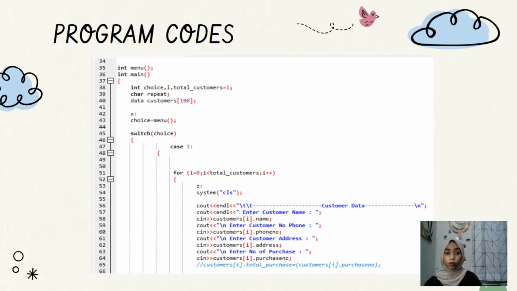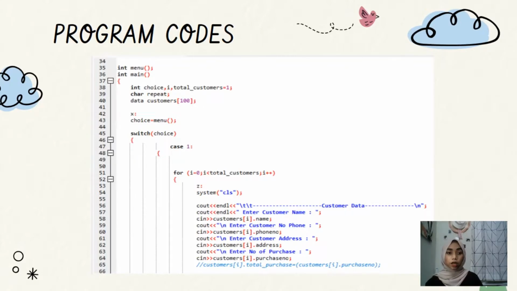Followed by, we use a switch statement to call a case since we have four cases to call. So in case 1, we use a for loop to add the customer data such as name, phone number, address, and purchase number. The user can key in all the data with customer name, phone number, address, and number of purchase.